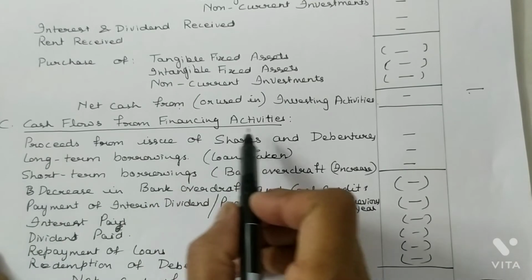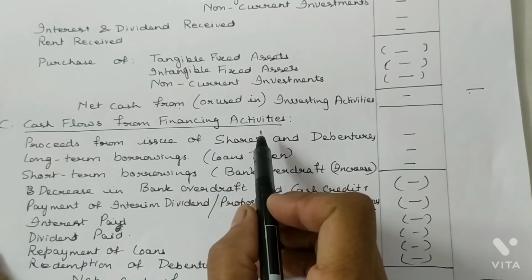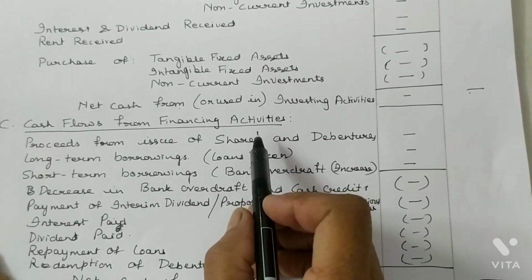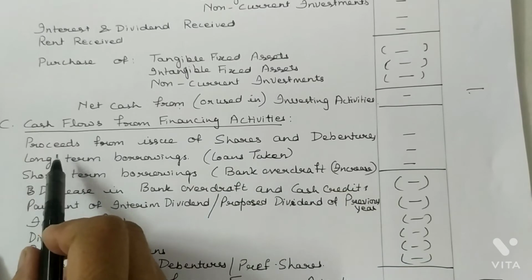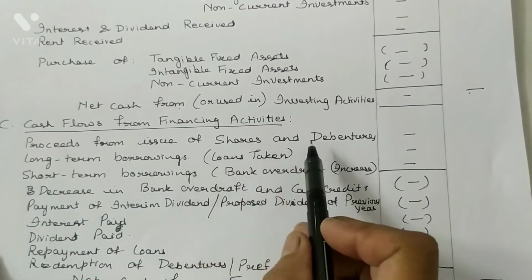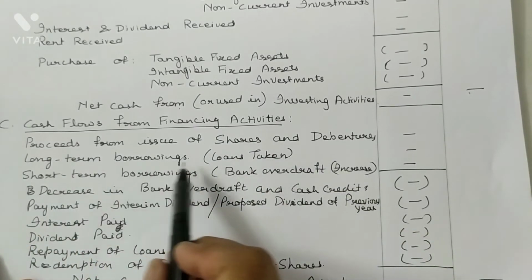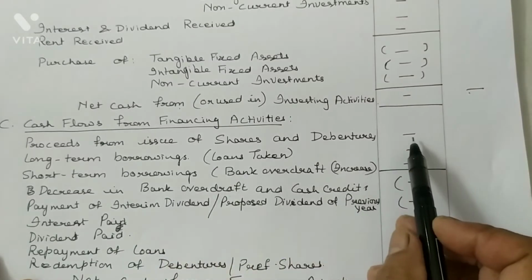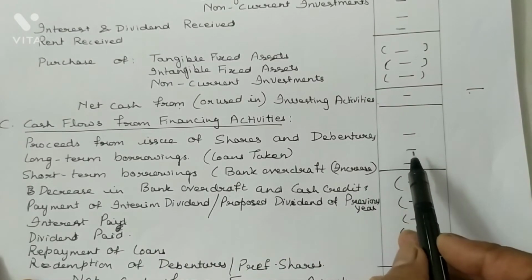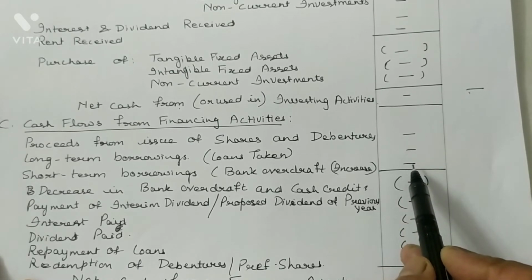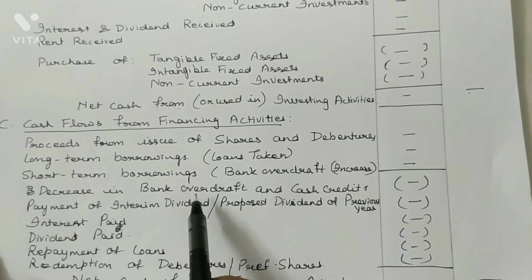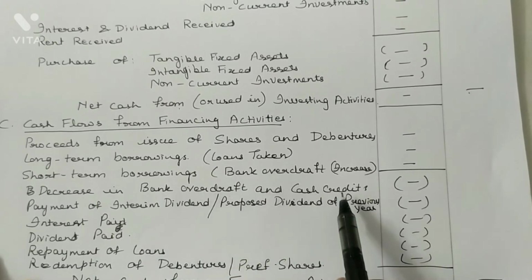Cash flow from financing activities. In case of financing activities, only shares, debentures and long-term loans should be taken. Proceeds from issue of shares or debentures and long-term borrowings should be taken. This causes inflow of cash, so you have to add these items. Then increase in bank overdraft or cash credit.